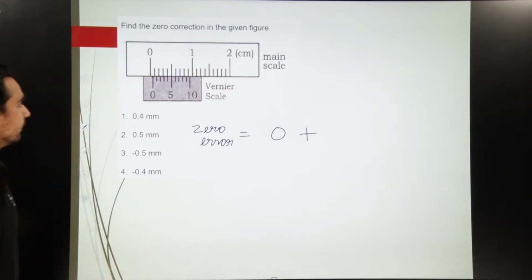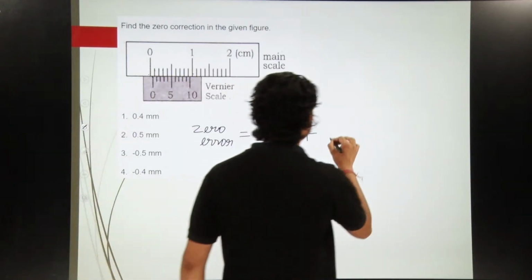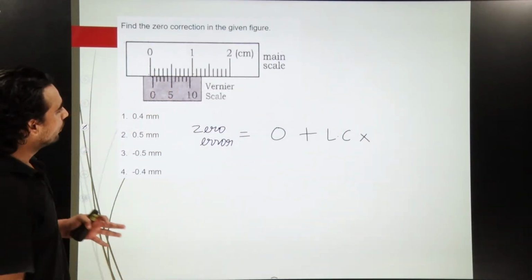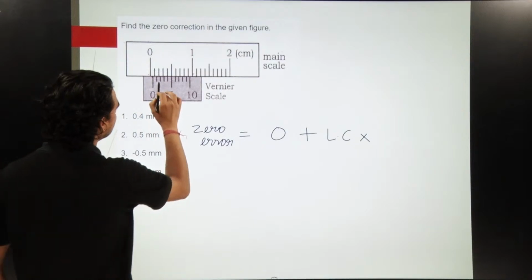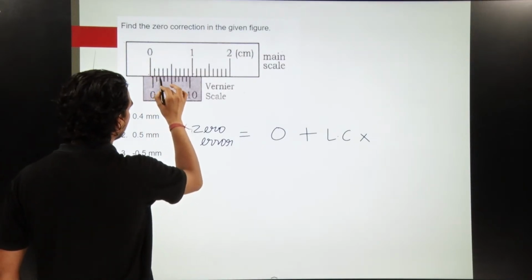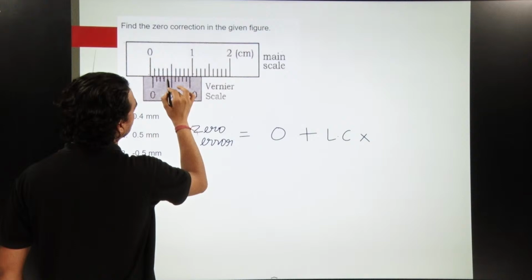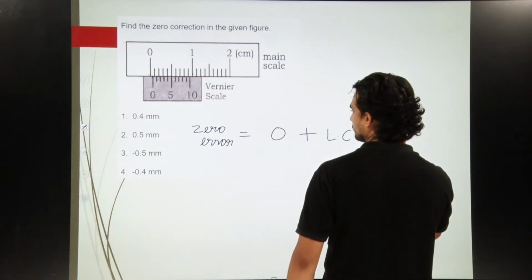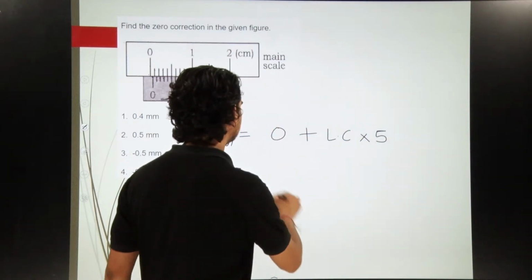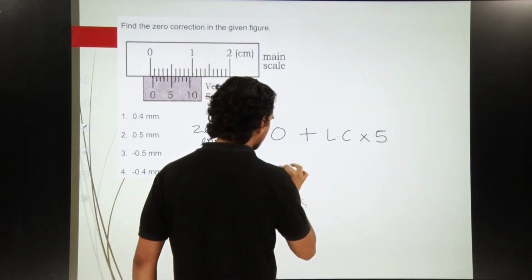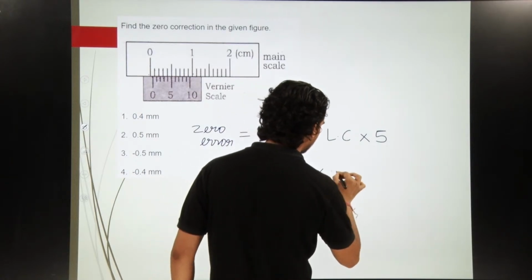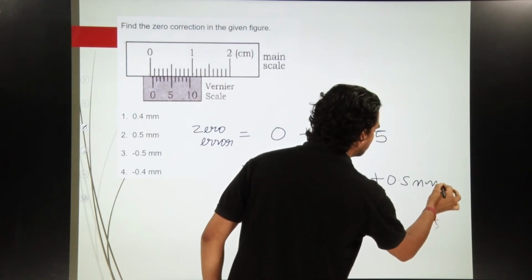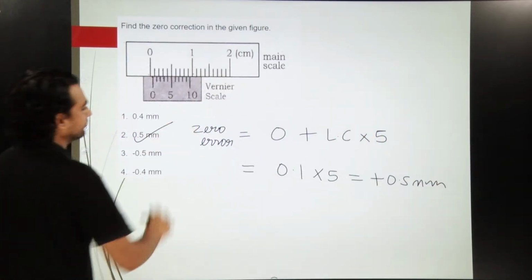Now, what is the least count? Let's say there is some least count into what is coinciding. So if this first line coincides, no. Second line, no. Third line, no. Fourth line, no. Fifth line, it is coinciding. So I'll write 5. And the normal least count of a Vernier caliper is 0.1 mm. So 0.1 into 5 will give me plus 0.5 mm. So that is my zero error, plus 0.5 mm.